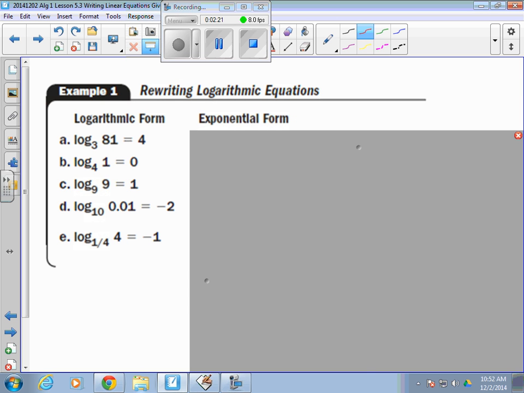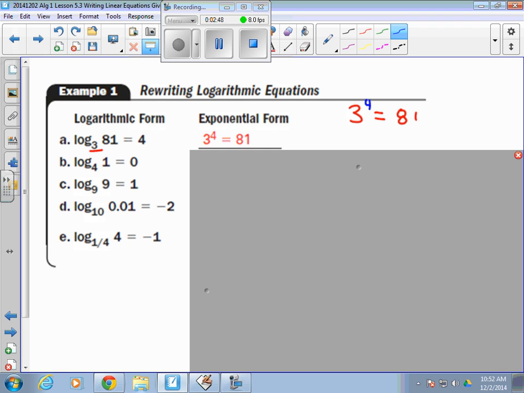Example number 1 says convert all of these to exponential form. Again, read them as log base 3 of 81 equals 4. And if you'll notice, this looks like the bell work we did, and it's for a reason. Log base 3 of 81 equals 4. The same thing with the other one, log base 4 of 1 equals 0.